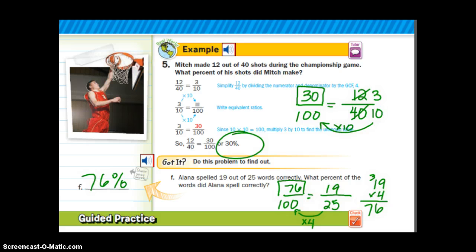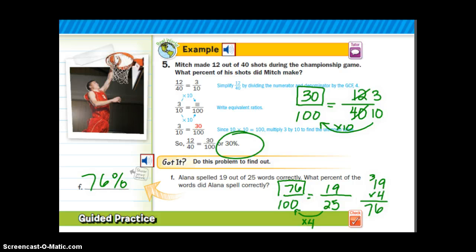Pause the video. Okay, I got 76%. And again, I had line equal line, or a proportion. Percent over 100, we didn't know the percent, so I put a box, equals 19 over 25. 25 goes to 100 4 times, multiply 19 times 4. 19 times 4 is 76.